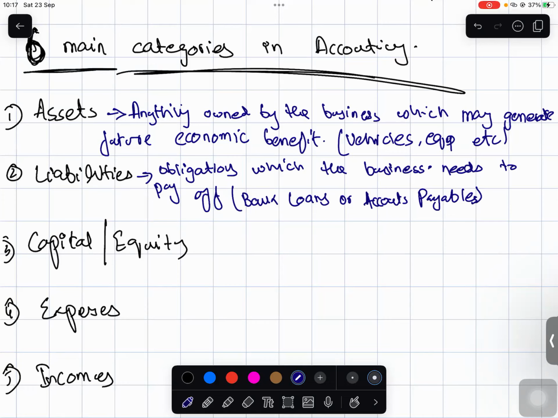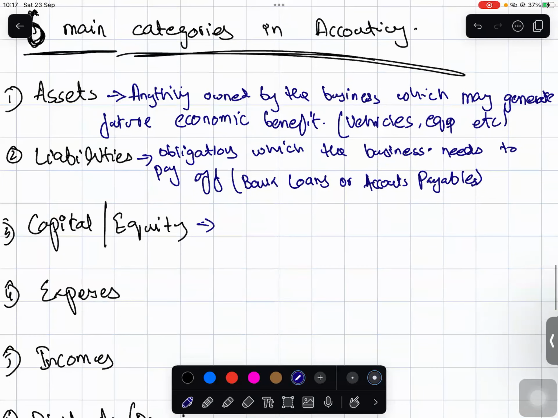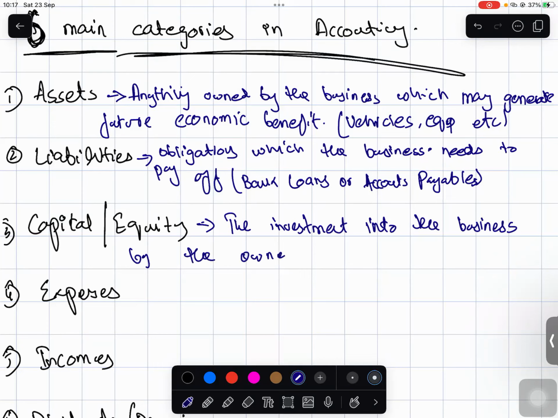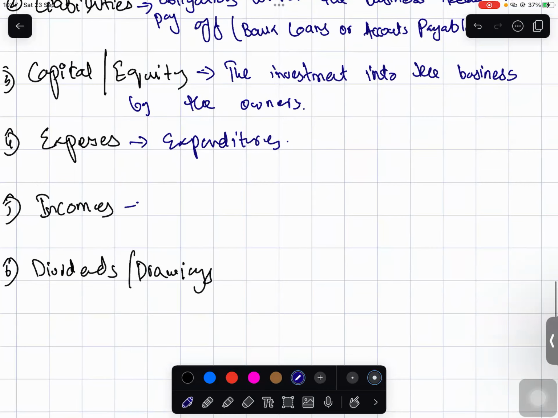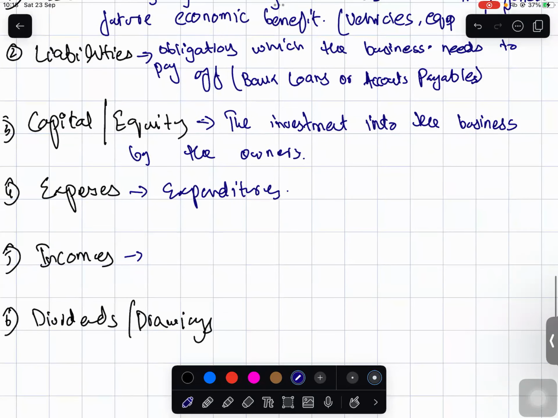All right. Okay. Good. And the third thing is capital or equity, which is basically the investment into the business by the owners. Expenses are just expenditures. Incomes are okay. So let's do a few examples.